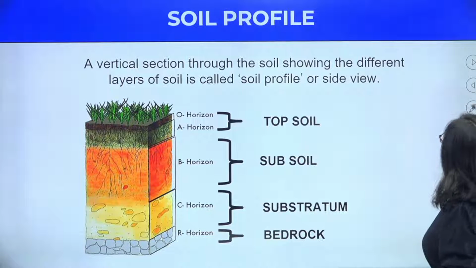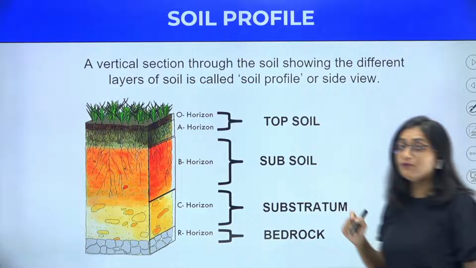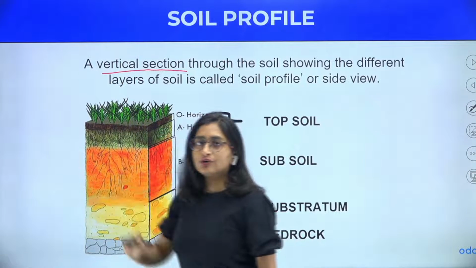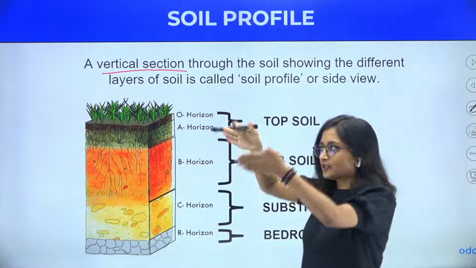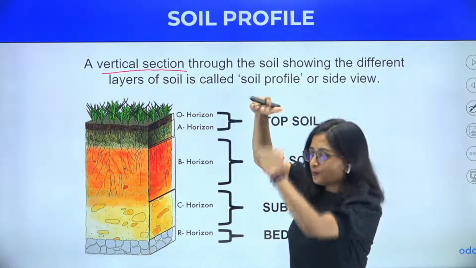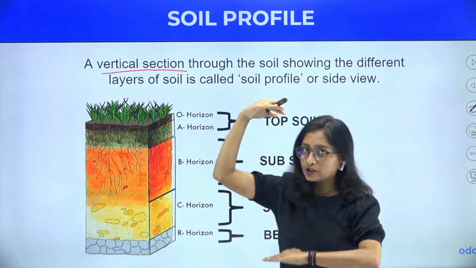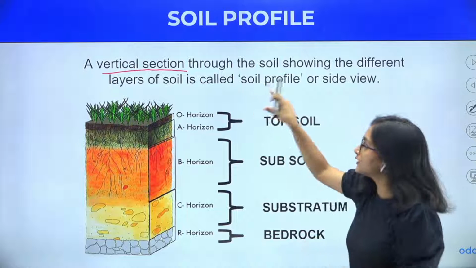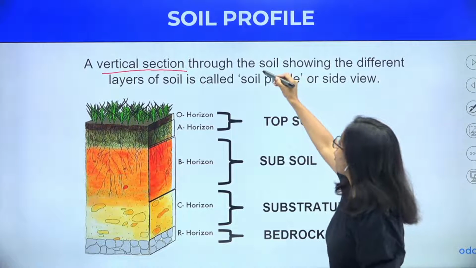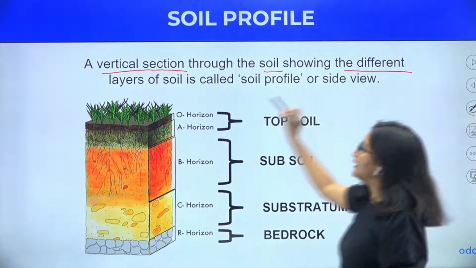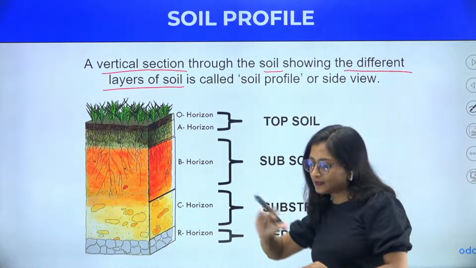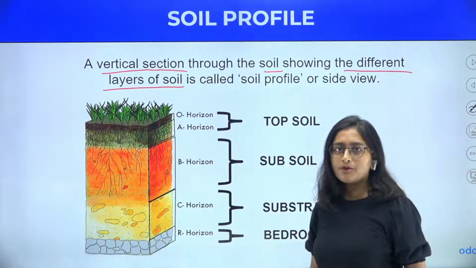So let me highlight the points that will be very useful for you. What is this? A vertical section. What do you mean by a vertical section? That is from top to bottom, in this way. This is the vertical section. Now, when we look into the vertical section through the soil, showing the different layers of the soil, that is your soil profile.